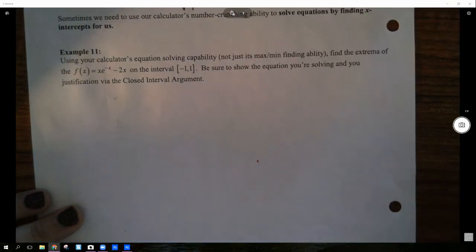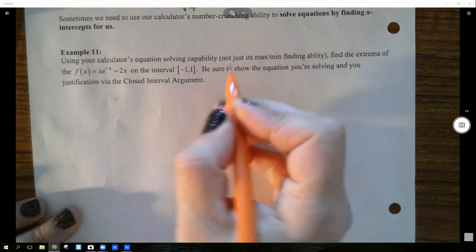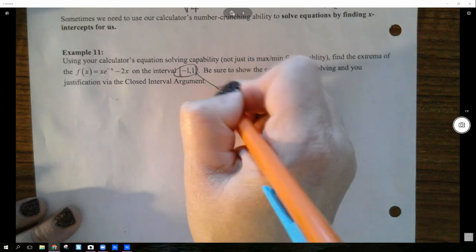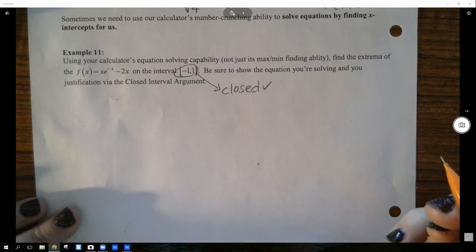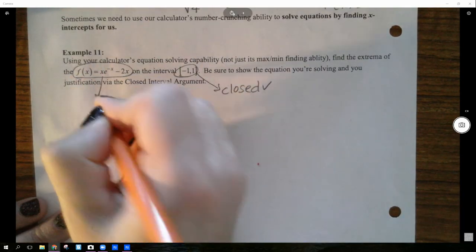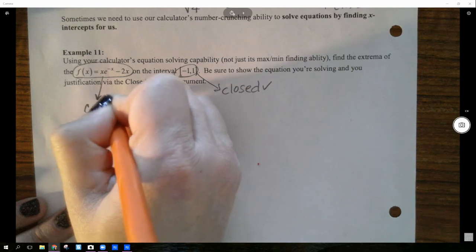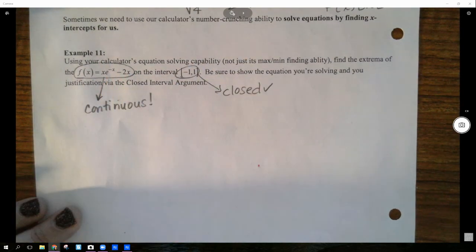Example 11, using your calculator's equation solving capability, not just its max min finding ability, find the extrema. Okay, so are we on a closed interval? Yes, we are. Are we continuous? Yes, this is a continuous function. You don't have any asymptotes. You don't have any gaps, no problems whatsoever. E to the x is always continuous.